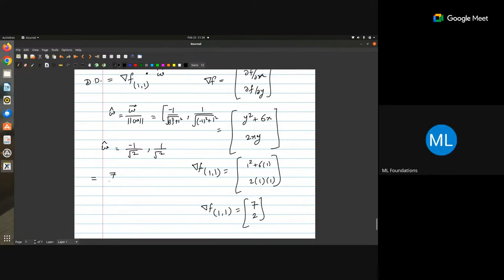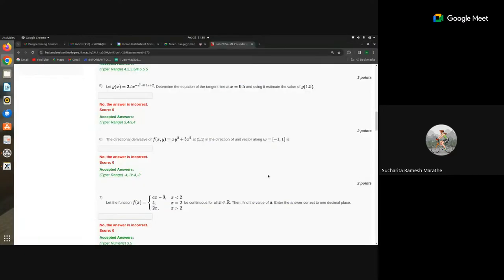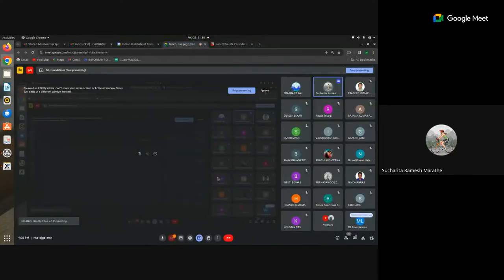This is the vector (7, 2). The transpose of this vector is what?